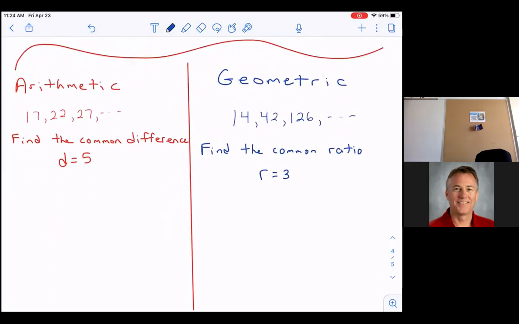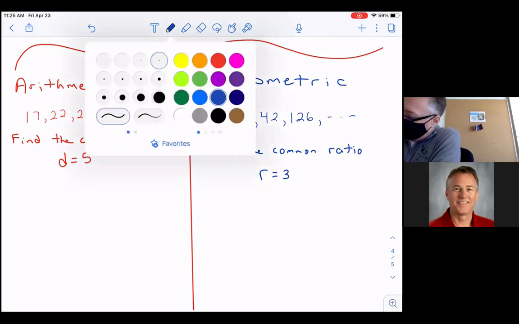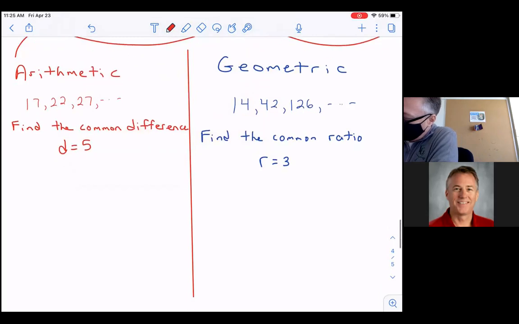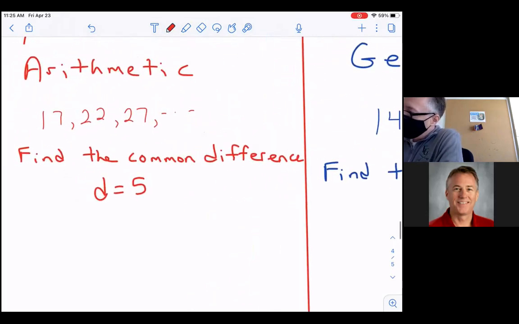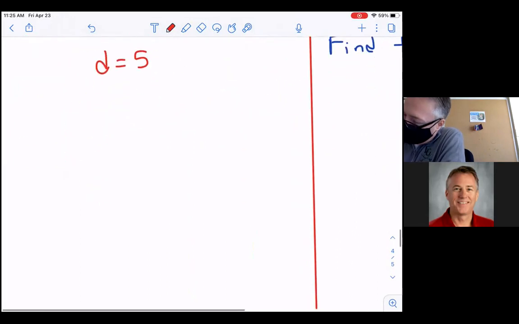So the first thing we want to do is distinguish whether it's arithmetic or geometric. If it's arithmetic, we find D. If it's geometric, we find R. All right, so now we're going to take that a step further. In the arithmetic side, so I'll change to red here, I'm going to give another example.